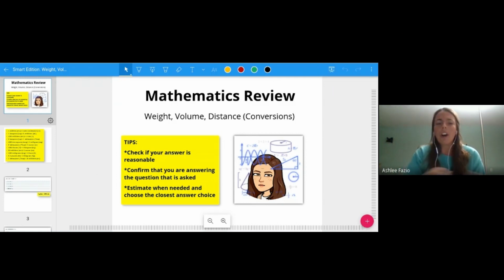And then also for this topic specifically, it's really important just to estimate when needed and to choose the closest answer choice. You'll notice when we go through a bunch of these questions that depending on how you have your conversions memorized, if you have a conversion memorized to just the nearest whole number and someone else has it memorized to 2 or 3 decimal places, you may end up with different solutions, but we're going to need to estimate and then again, choose the one that's reasonable and has the closest answer choice. Okay, so that's something just to keep in mind for today.